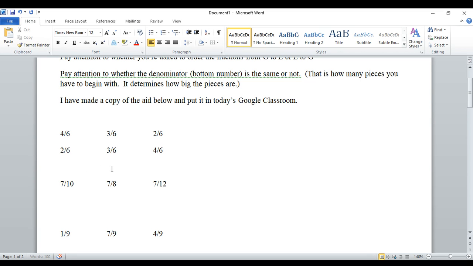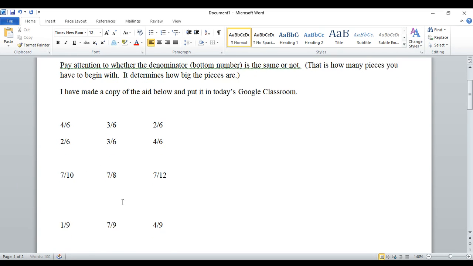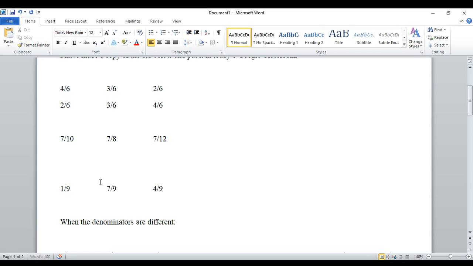And down here, I've kind of stuck an extra one here. I didn't mean to put that one there. But let's go down to the 1/9, 7/9, and 4/9. And this time, let's order them from greatest to least.